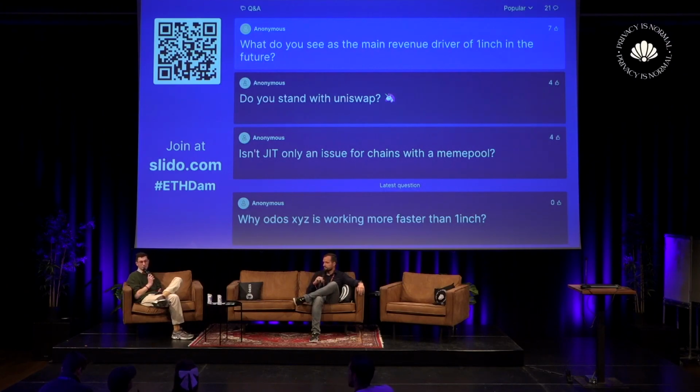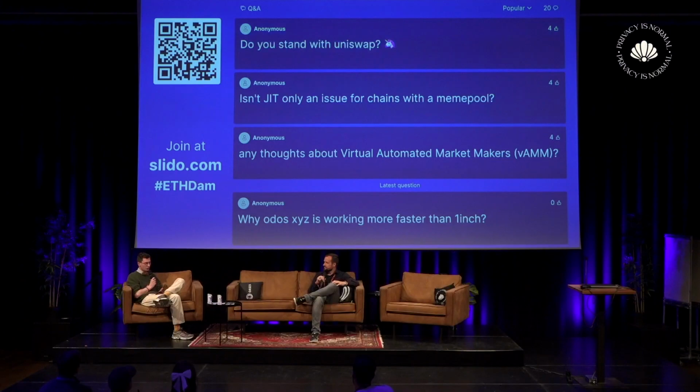And soon a lot of privacy, based off of the last 24 hours of what's been going on here. So coming soon with privacy. Next question is, do you stand with Uniswap, unicorn emoji?